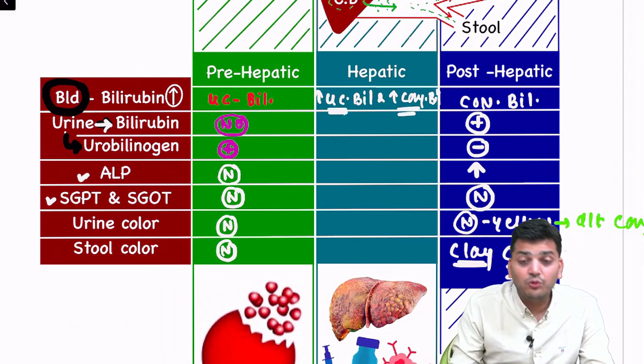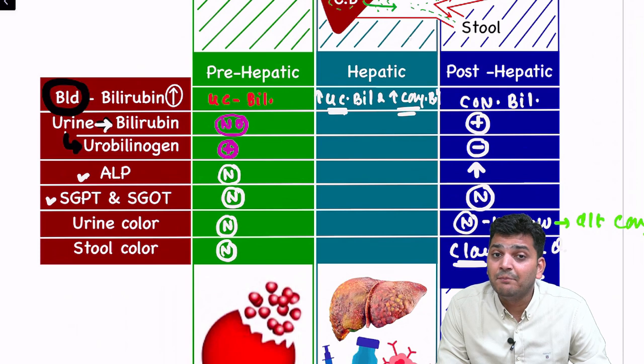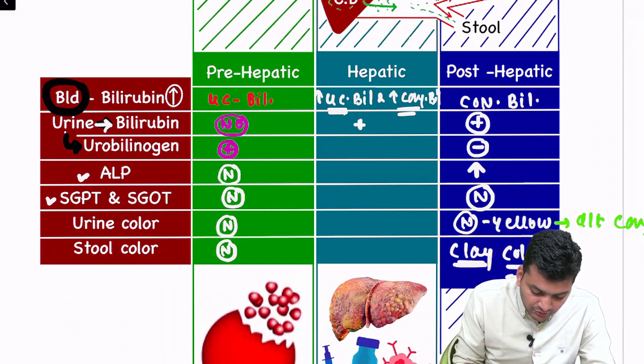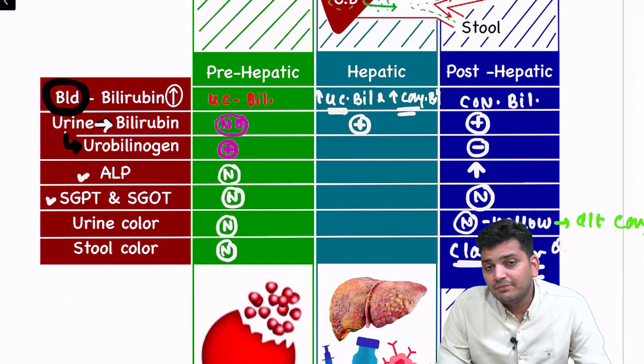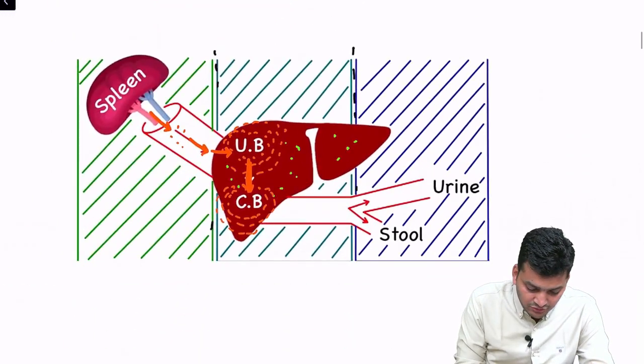Conjugated, unconjugated, both can be increased. And I told you that if the conjugated bilirubin is more, it can come in the urine. So in the hepatic cause, yes, bilirubin can be there in the urine. And because there is no obstruction, now you will understand it here. The conjugated bilirubin is there.